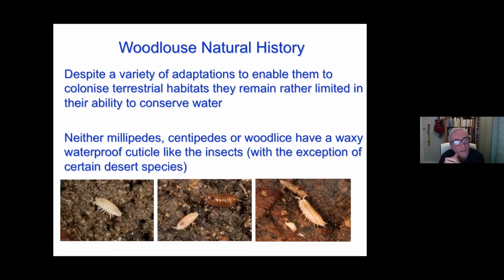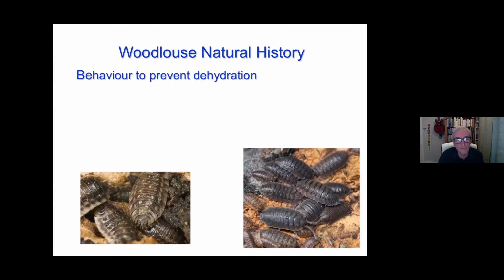And the millipedes and centipedes and woodlice have in common the fact that they don't have a waxy cuticle, like a waterproof layer that the insects have. So they have to have a whole host of different mechanisms, different methods to maintain that water within their body, because they're not really waterproof in the same way that an insect is. There are some desert species which have developed a sort of waxy layer, but nothing in Britain.